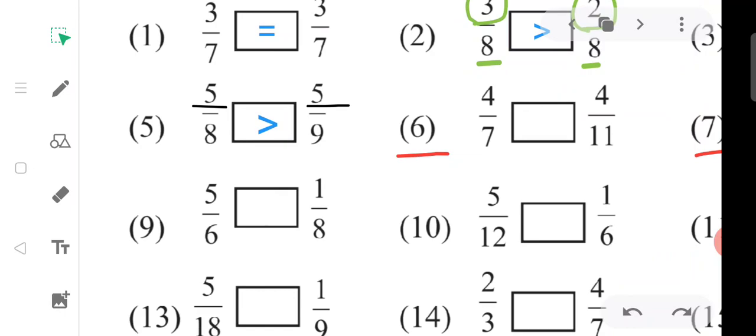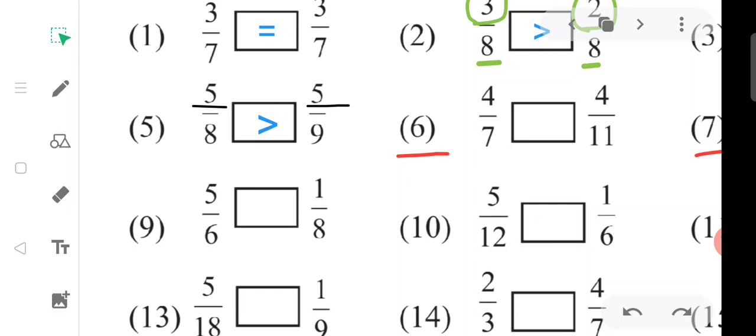Here the fractions are 5 upon 6 and 1 upon 8. Here the denominators are different. So first we need to convert them into like fractions because they are unlike. So see 6 and 8, in the denominators 6 and 8. So first we have to find the common multiple. So 24 is the common multiple of 6 and 8.